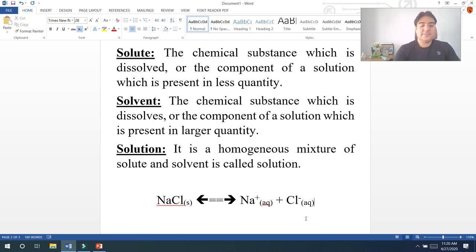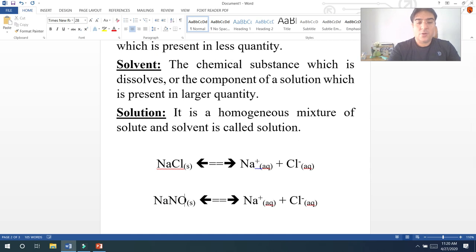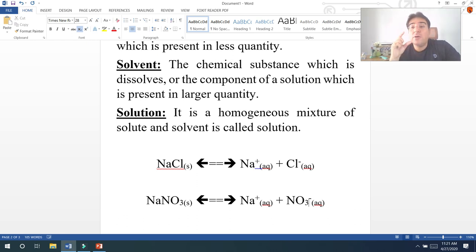Now, what happens when NaNO3 dissolves in water? Can you guess? If you take NaNO3, my friends, there will be an Na plus ion and an NO3 minus ion. Now, NO3 minus is a radical, a very big radical as compared to chlorine. So if you take one glass of water, NaCl will dissolve more easily, and more quantity of NaCl can go into the solution as compared to NaNO3. For example, if 2 spoons of NaCl can dissolve in 250 ml of water, NaNO3 will be much less than that, even less than 1 spoon, because the ionic sizes are larger.